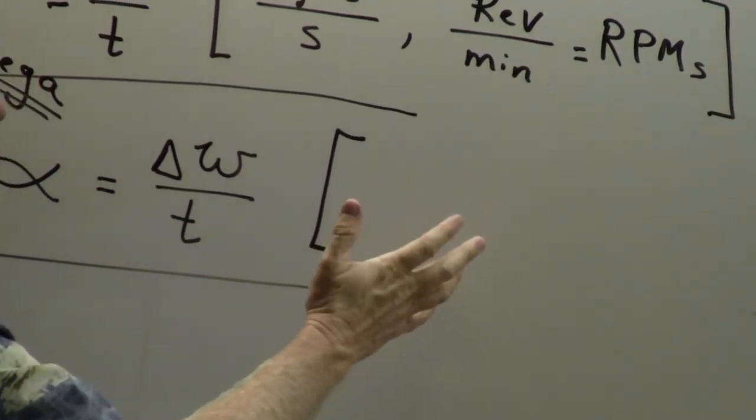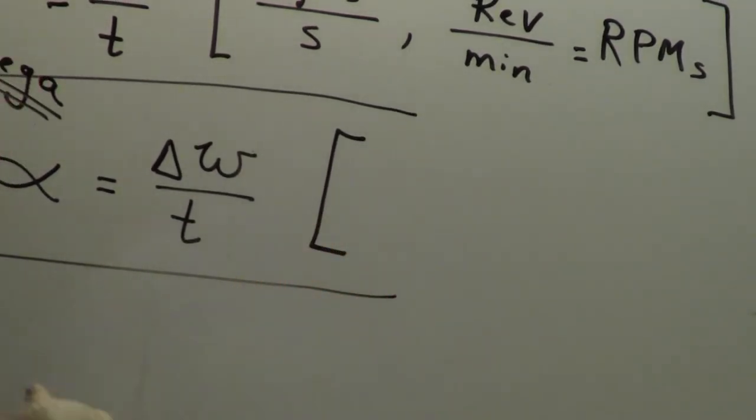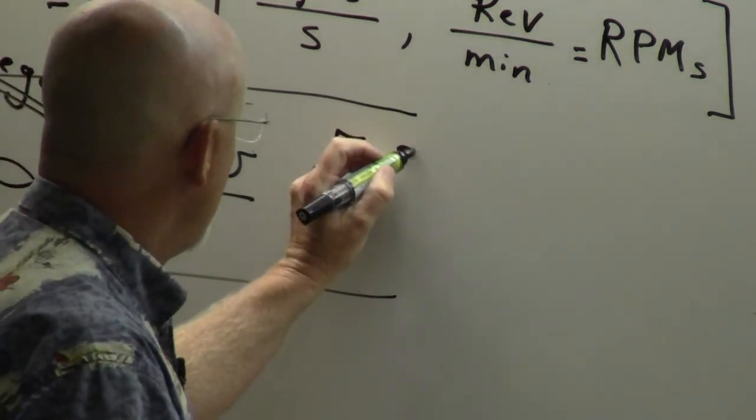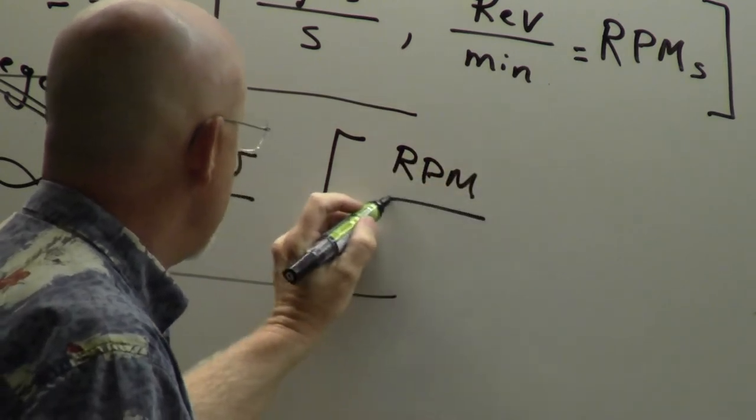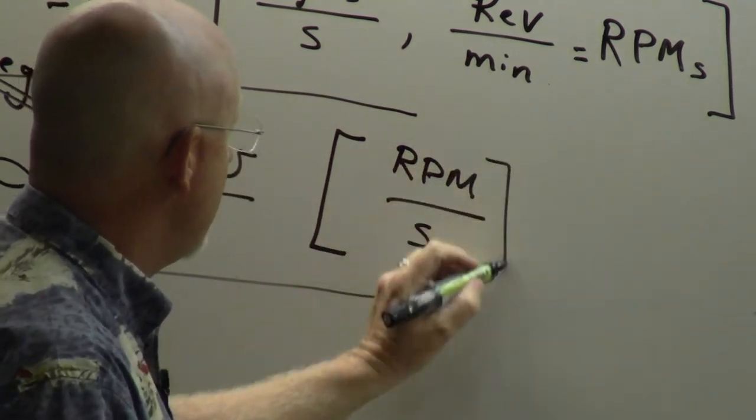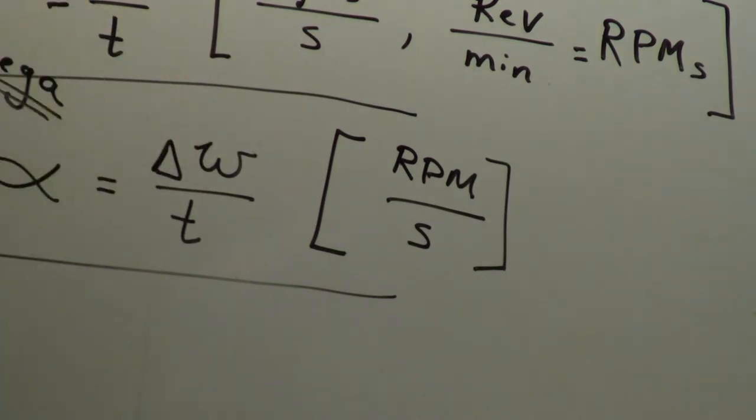We could also get, and this is what the author of this book does a lot, so I'll put this one, he says revolutions per minute as they change every second. And that's kind of a mixed unit, kind of a weird unit, I think, but it's a very useful one.